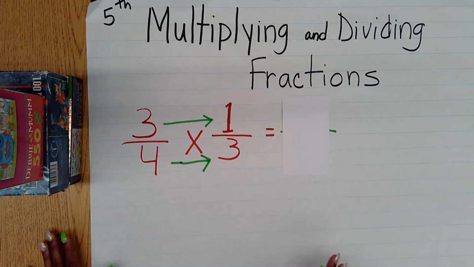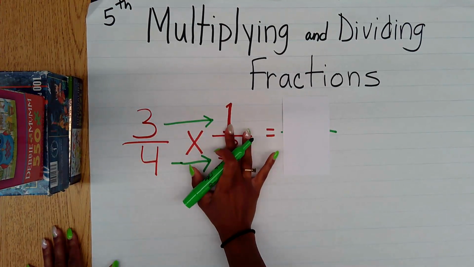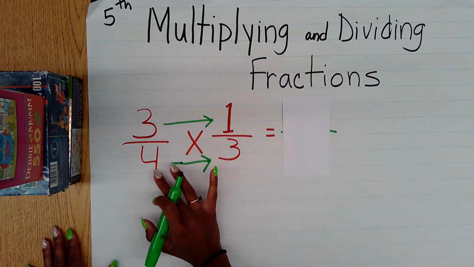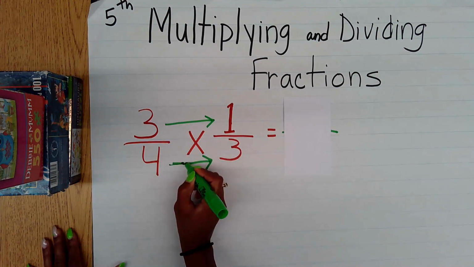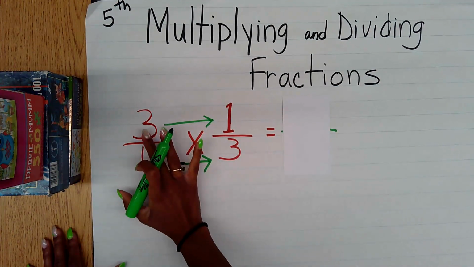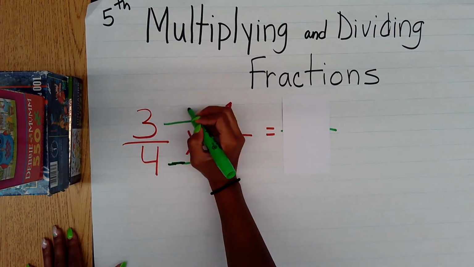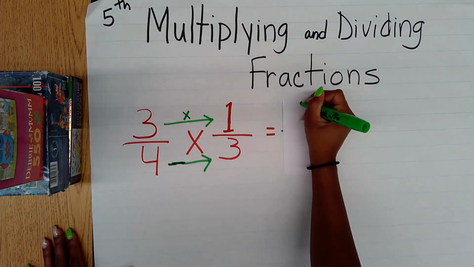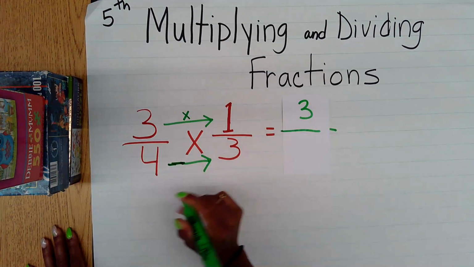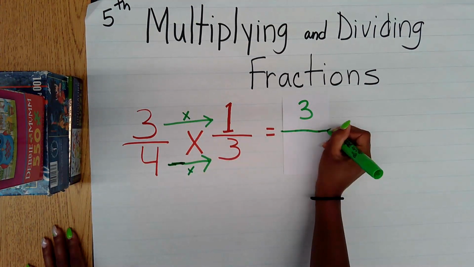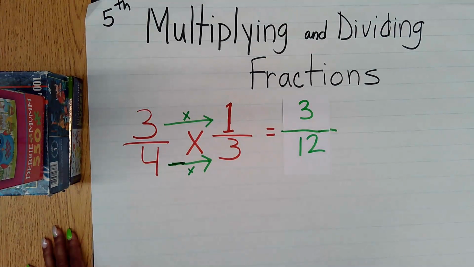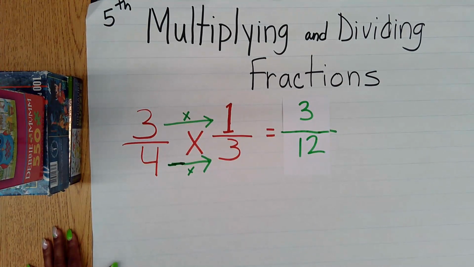When you multiply fractions, you want to take the two numerators, multiply them by each other, and then you want to take the two denominators and multiply them by each other. So I put arrows just to remind us of that step. So my 3 times 1 gives me 3. 4 times 3 gives me 12, for an answer of 3/12.